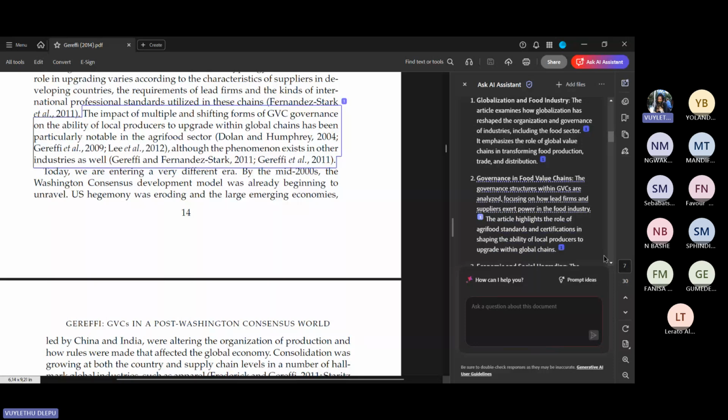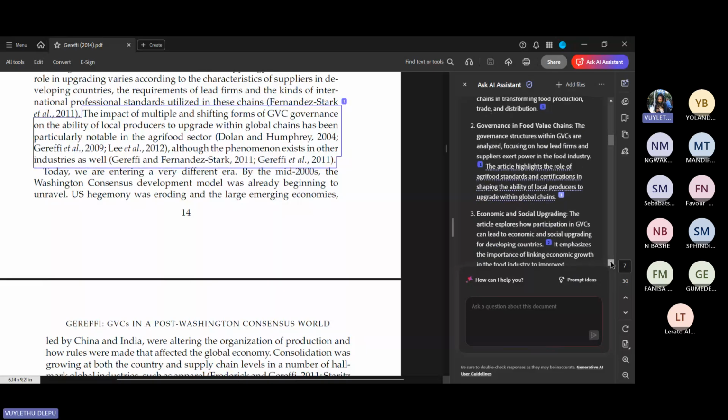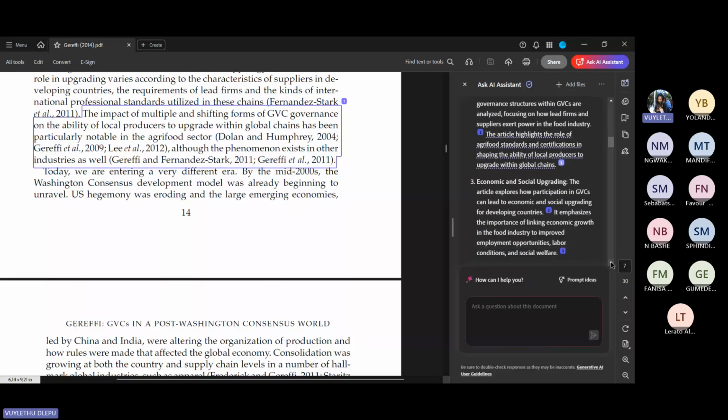The article highlights the role of agri-food standards and certifications in shaping the ability of local producers to upgrade. So there's another challenge, the certifications, which is on page what? You just have to read through some, okay, it's all here. It's all on page 14. The economic and social upgrading. The article explores how participation in GVCs can lead to economic and social upgrading for developing countries. It emphasizes the importance of linking economic growth in the food industry to improved employment opportunities, labor, and welfare.